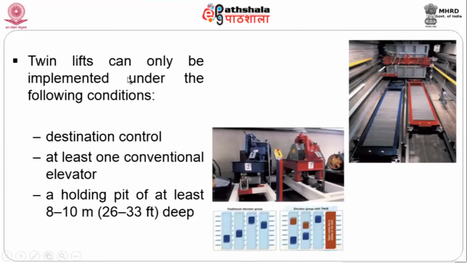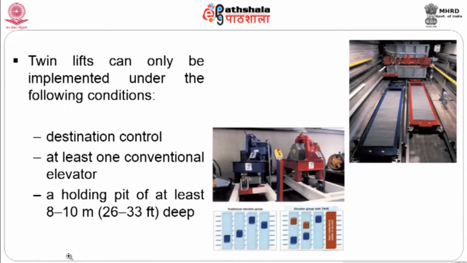Twin lifts can only be implemented under the following conditions: destination control, at least one conventional elevator must be there, and a pit of at least 8 to 10 meters deep. Let us take a look at this image here.